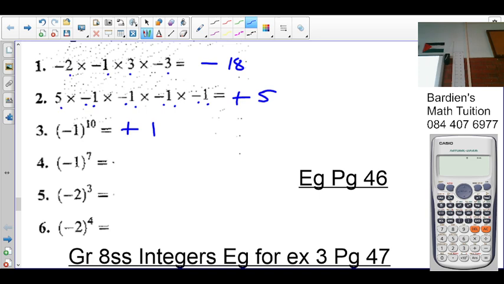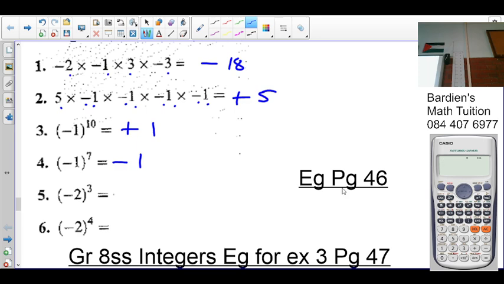Let's look at number 4. You've got negative 1 to the exponent 7. So it's negative 1 times negative 1 times negative 1 times negative 1 times negative 1 times negative 1 times negative 1, 7 of those. So how many negatives are there? 7. Is that odd or even? Odd. So that's going to be negative. And 7 ones multiplied give 1. People, you guys understand? Anybody that's confused?